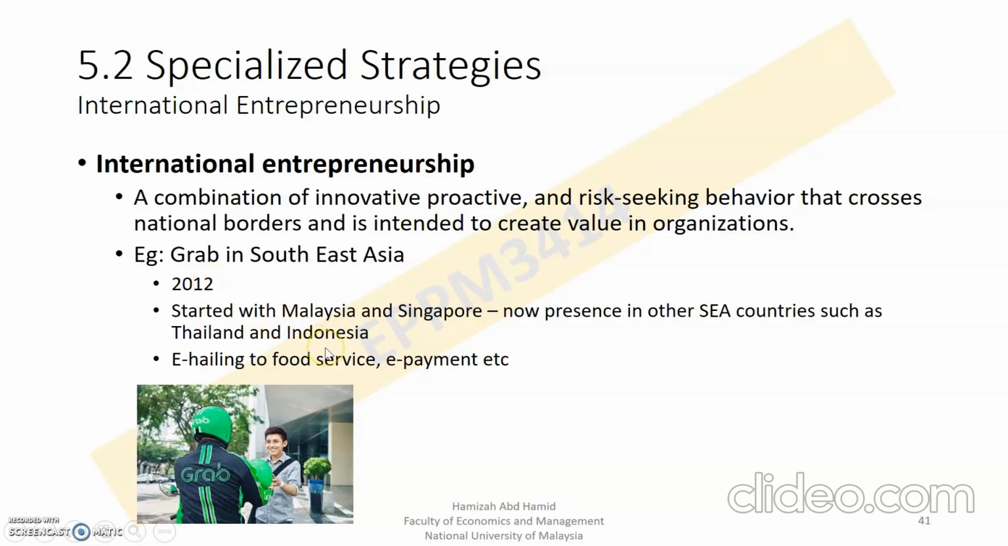From 2012 until the current year, which is 2020, less than 10 years. This is quite a quick internationalization process. That is why they are called international entrepreneurship. It's innovative, it's proactive, high risk.